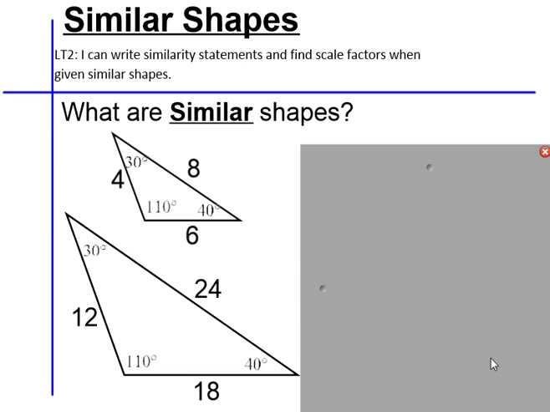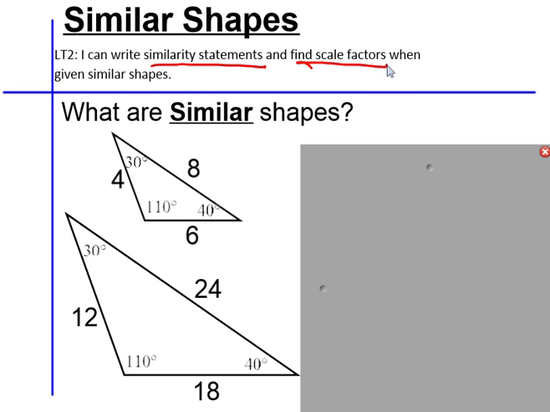This is the next lesson in our topic on similarities. This is Learning Target 2. And in Learning Target 2, we're going to write similarity statements and find scale factors when given similar shapes. So the key important parts of this learning target are similarity statements and finding scale factors.